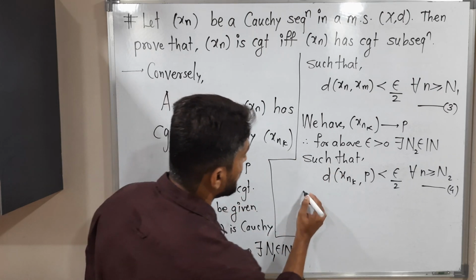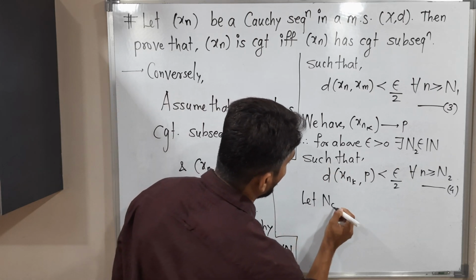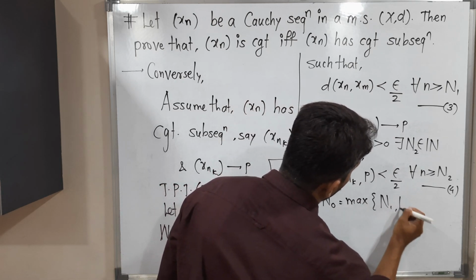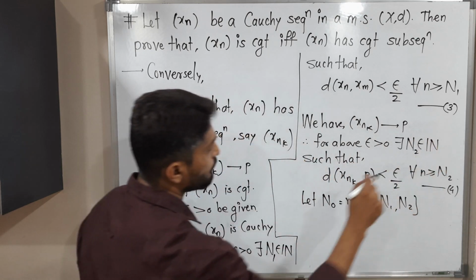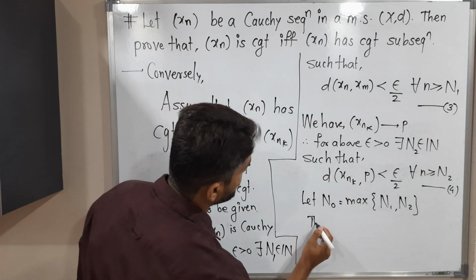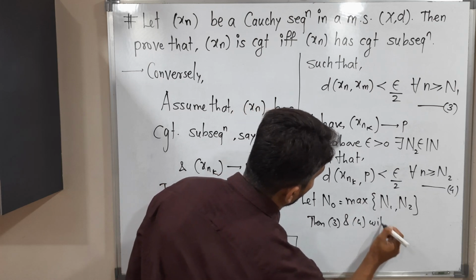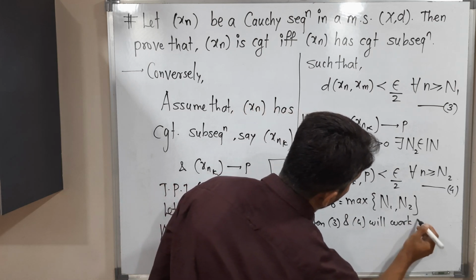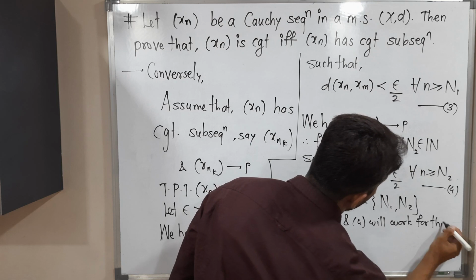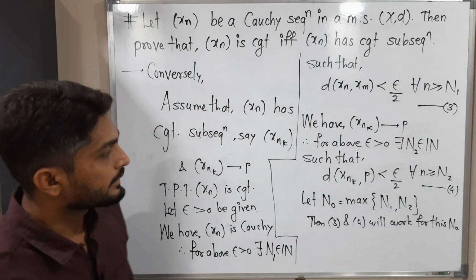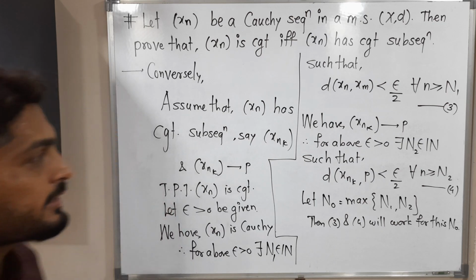Okay, so let me write, let n0 equal the maximum of n1 and n2, then both of them will work, then 3 and 4 will work for this n naught. That's it. Okay. See, there is no more space to write, just make a screenshot of it.